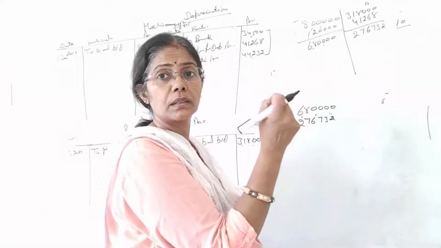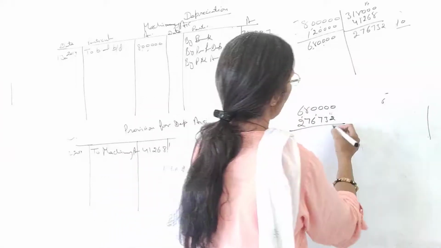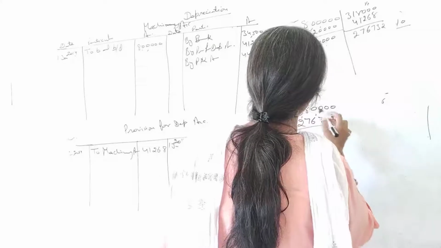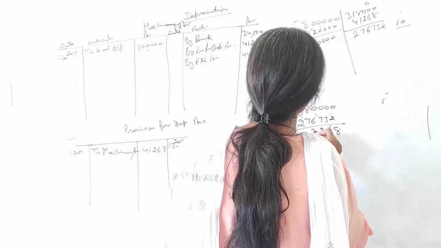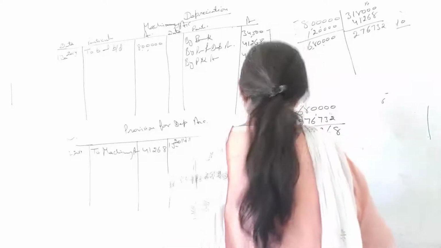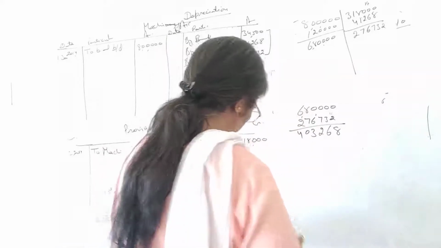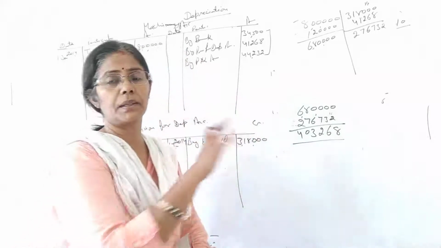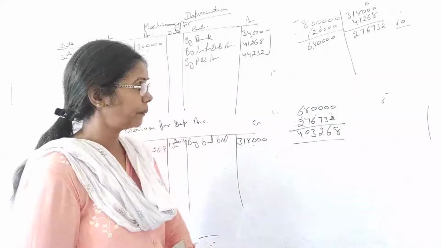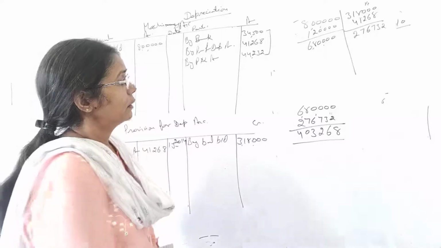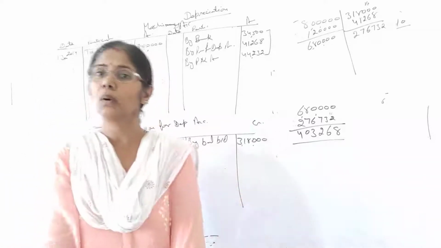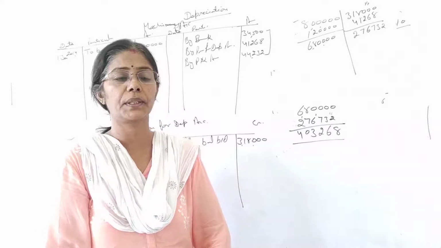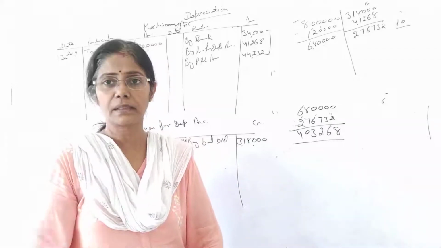So what is the written down value? We just subtract it. This is 4,03,268. This is the written down value which we have. Okay. So we provide depreciation on this written down value. What is the rate of depreciation? That is 10%.